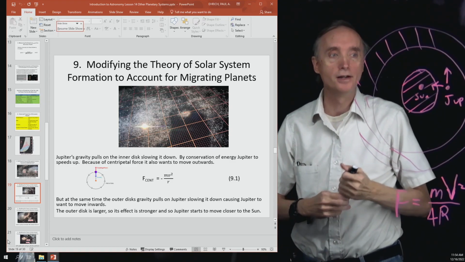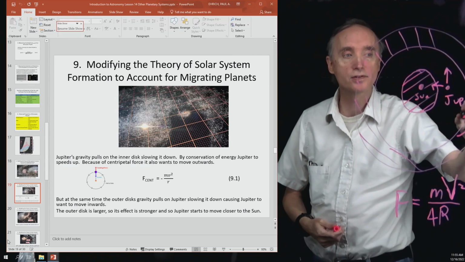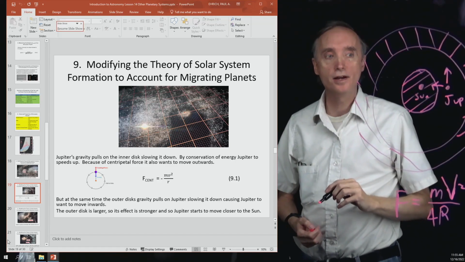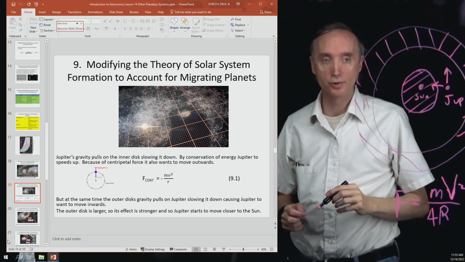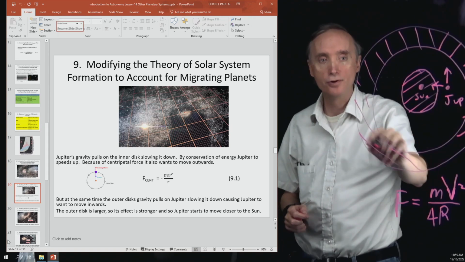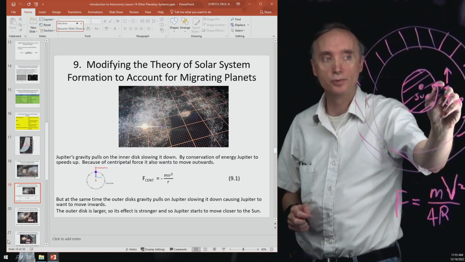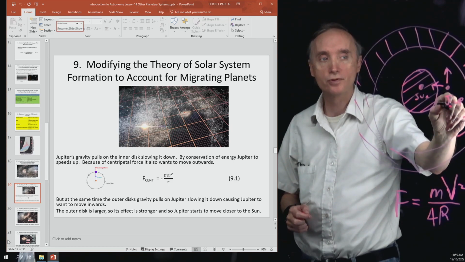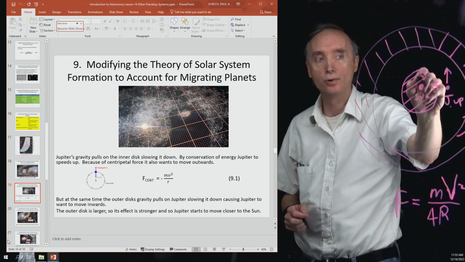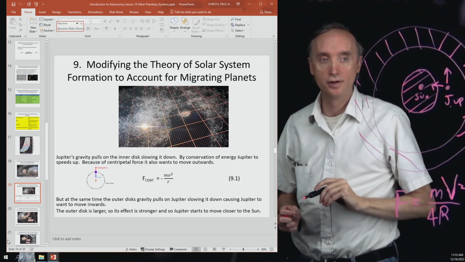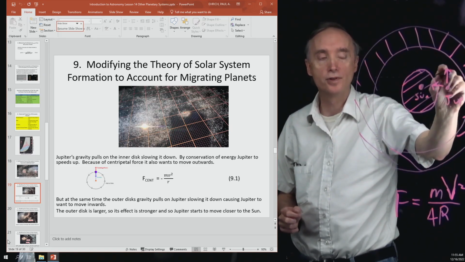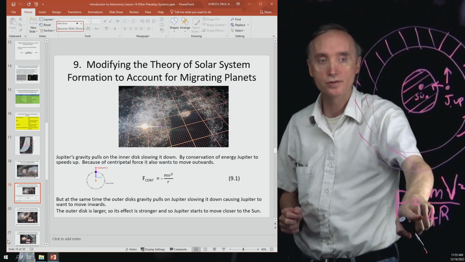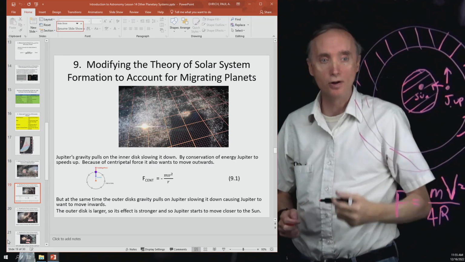But remember that you also have this disk out here. So that disk out there is also pulling on Jupiter. So the outer disk pulls on Jupiter and it slows it down in the same way that Jupiter's gravity slowed down the rotation of this disk. And so if Jupiter slows down, then according to this, its radius would get smaller.